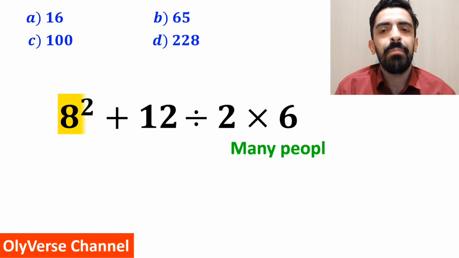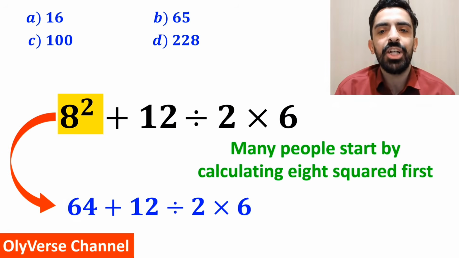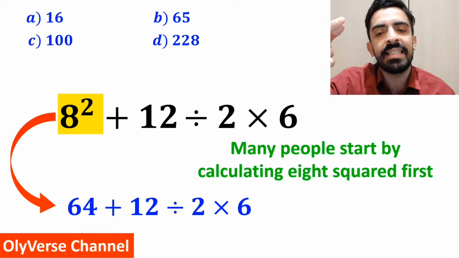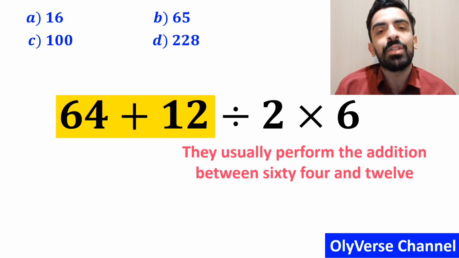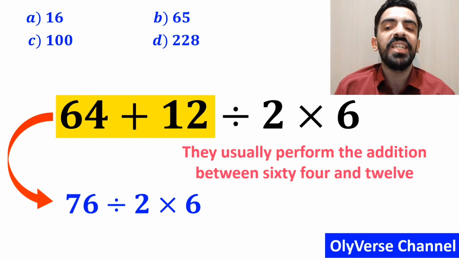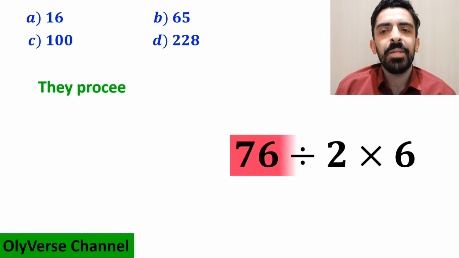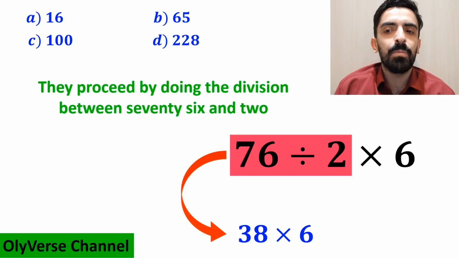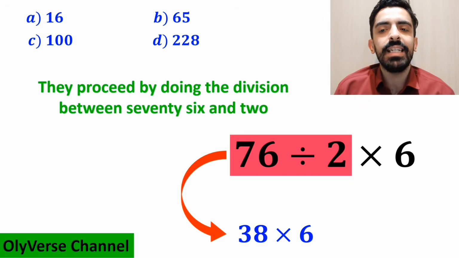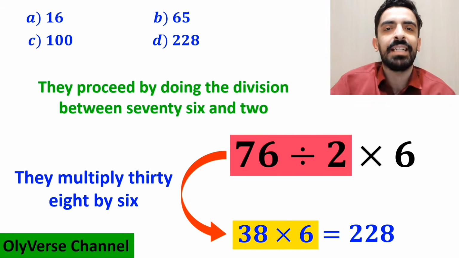To solve this question, many people start by calculating 8 squared first, and instead of the original expression, they rewrite it as 64 plus 12 divided by 2 multiplied by 6. In the next step, they usually perform the addition between 64 and 12 and simplify this expression to 76 divided by 2 multiplied by 6. Then, they proceed by doing the division between 76 and 2, which gives them 38 multiplied by 6. And finally, they multiply 38 by 6, which ends up with the answer 228.